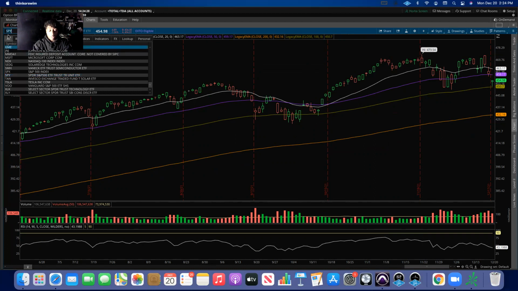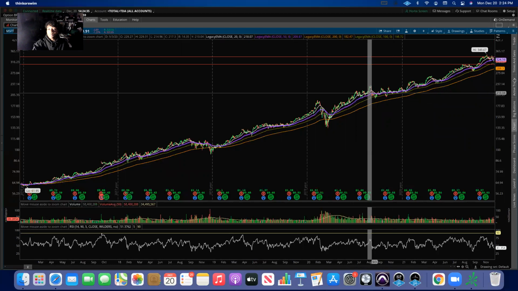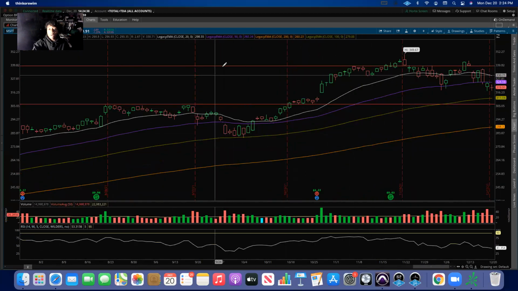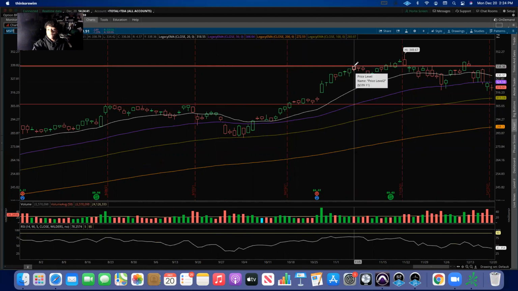Let me pull up another one. What do I want to look at? Let's look at Microsoft. All right, so again, I have my zones mapped out. This was resistance for Microsoft around 339.11, around 340, let's just say.